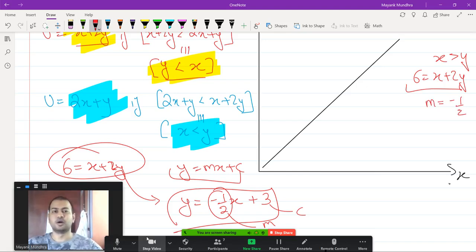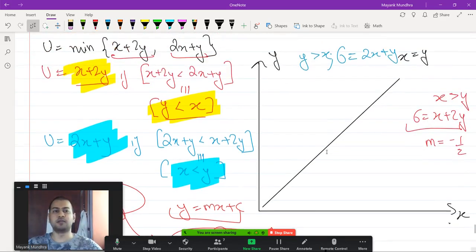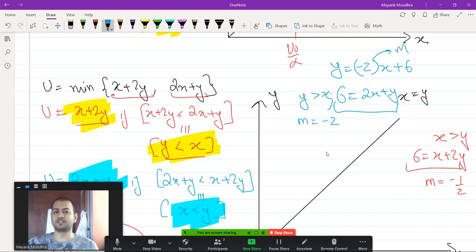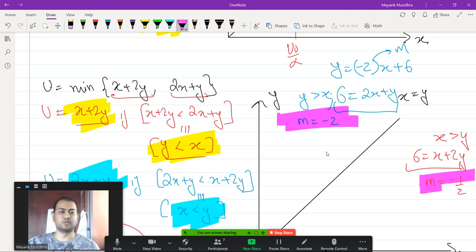On the other hand, here I am plotting 6 equals 2x plus y. Again I convert it into y equals mx plus c, so y equals minus 2x plus 6. So the slope value is minus 2. I know that the slope here is going to be minus 2. Now just compare the slope values. Here the slope is minus 2, here the slope is minus half.